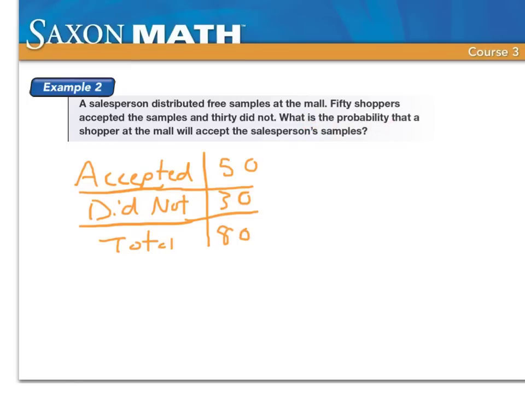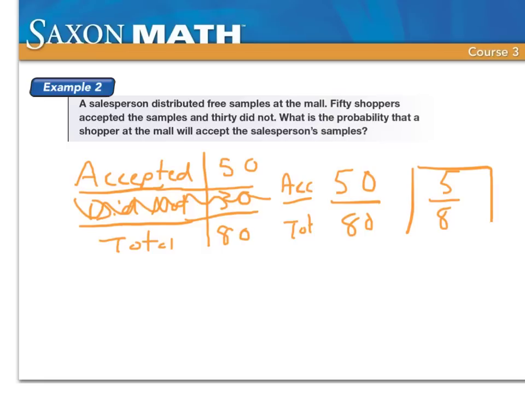So we want to know what's the probability that a shopper at the mall will accept the samples. So we don't care about the did not section anymore. So we want to know the probability that they will accept. So that is 50 over 80. That's accepted over the total. So 50 out of 80 shoppers. So the probability then is 5/8. So the probability the shopper at the mall will accept the samples is 5 out of every 8 shoppers.